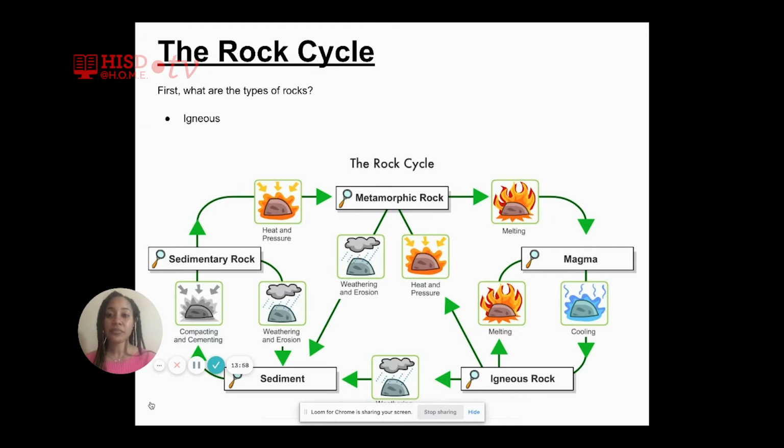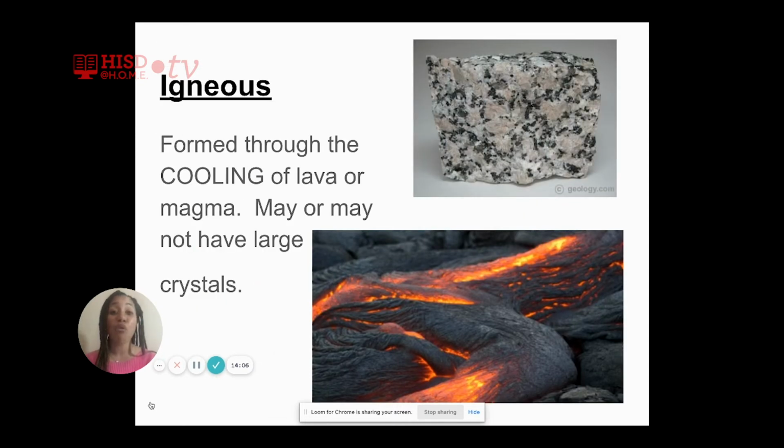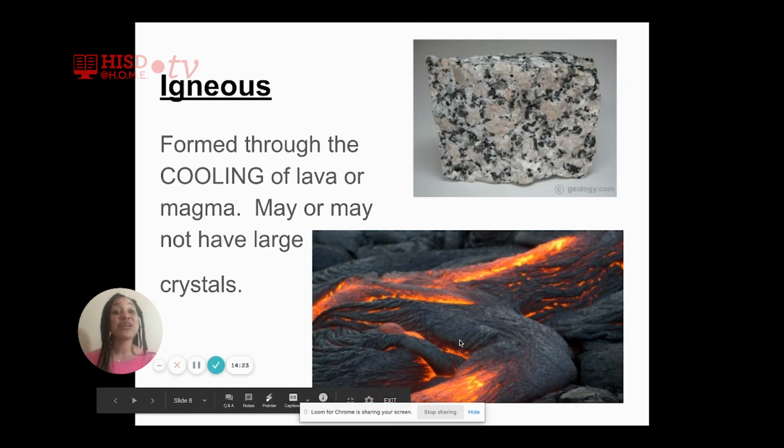The three types of rocks we're going to discuss in today's session include igneous, metamorphic, and sedimentary. We're going to start with our igneous rocks. Igneous rocks are formed through cooling of lava or magma. They may or may not have crystals. And I have two pictures. Here is hot lava, and once it cools, it'll form an igneous rock.